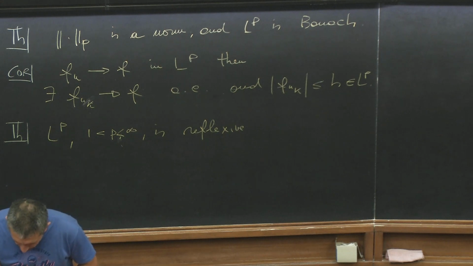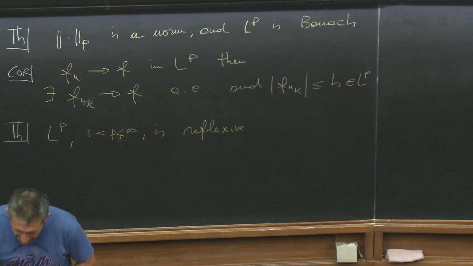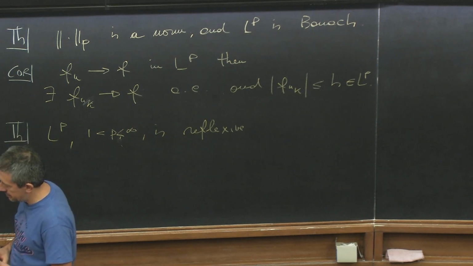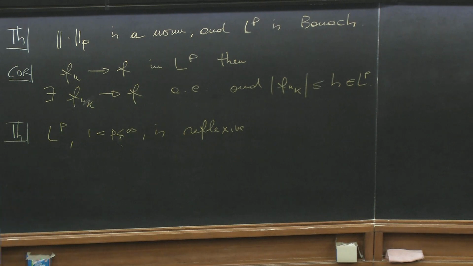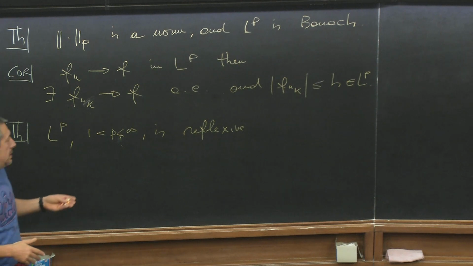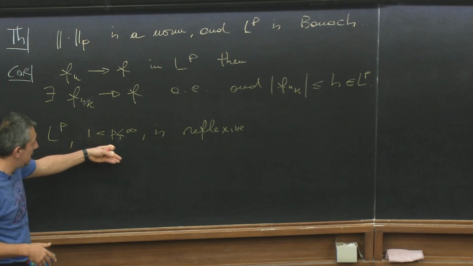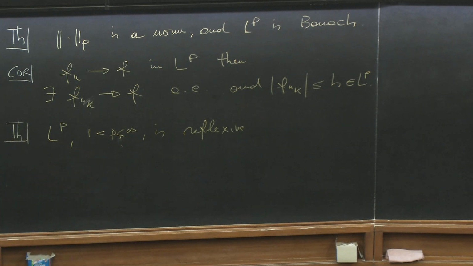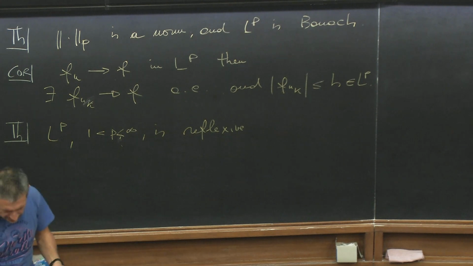Okay, there are several proofs of this fact, and one proof is to pass directly through L2. In this case, you essentially prove that the dual of LP is LP prime for P between 1 and infinity, and then the duality relation concludes the argument.